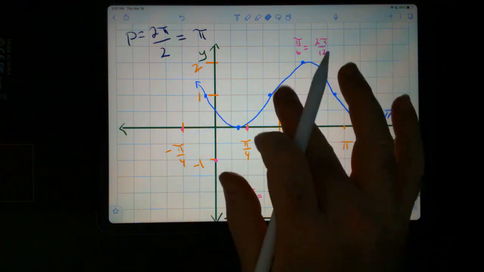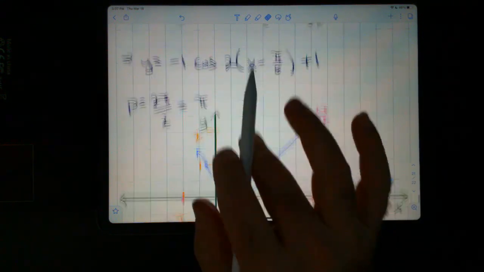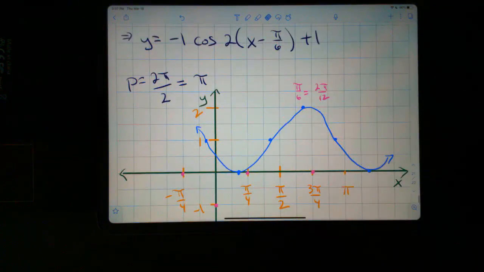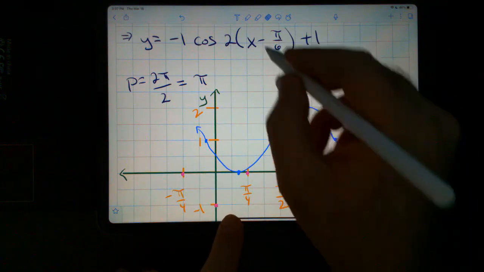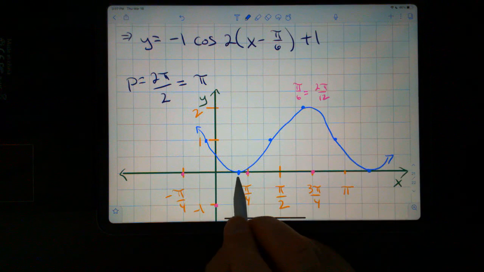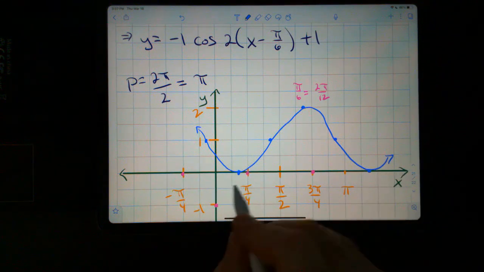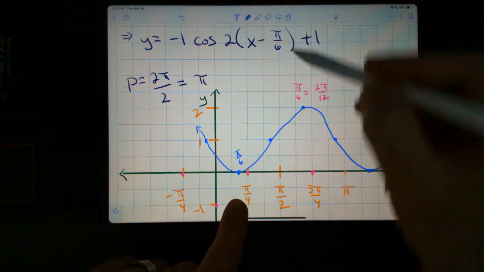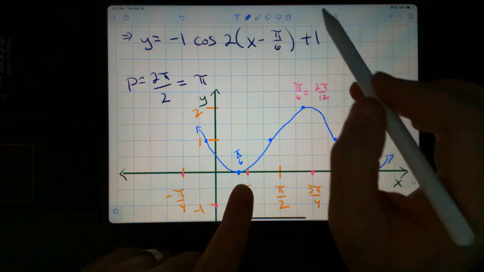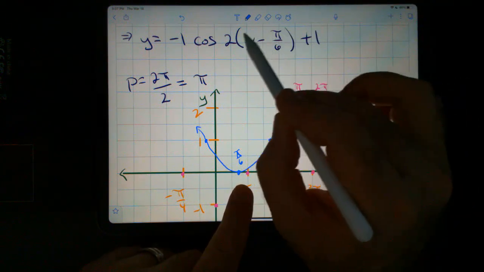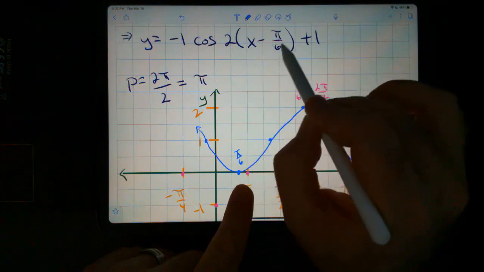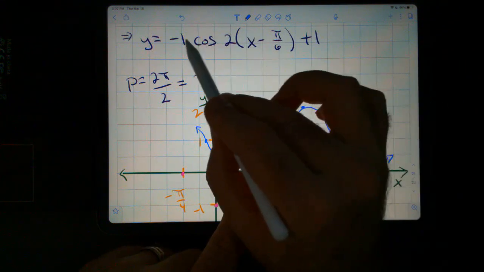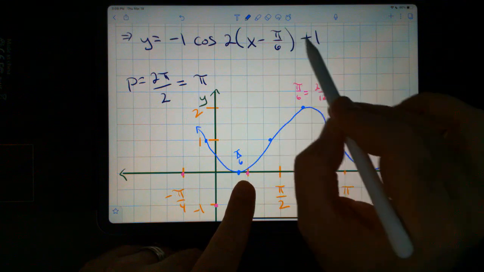Okay, so this blue line is a graph of y is equal to 1 minus cosine of 2x minus pi over 3. And we can verify that this is indeed the graph. Some of these intercepts will be easy to verify. So this point right here is pi over 6 because we had shifted it over pi over 6 units. So pi over 6 minus pi over 6 is 0. 2 times 0 is 0. Cosine of 0 is 1. Negative 1. And then negative 1 plus 1 is 0.